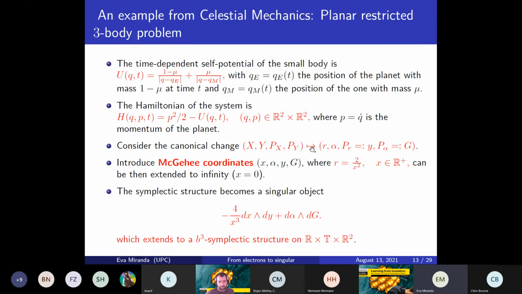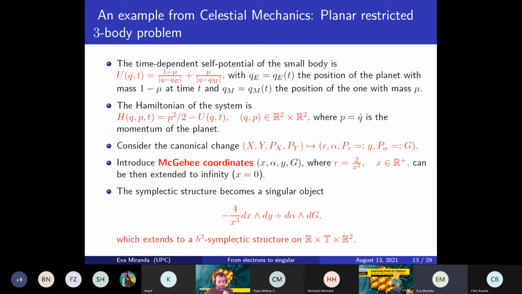And now comes the interesting thing. McGehee considered an interesting change of coordinates. We consider that the radius is 2 over x squared. And of course, this doesn't make sense when x equals 0. But x equals 0 in this particular problem corresponds to what people in celestial mechanics call infinity. So the line at infinity is x equal to 0.